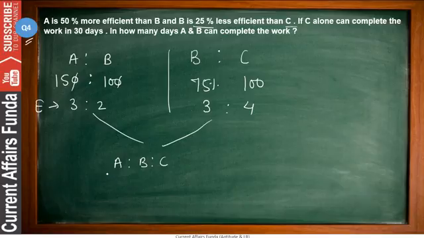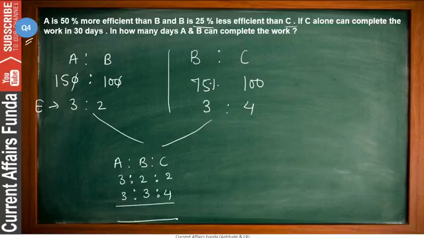Okay, so here I'm again telling you, the ratio of A to B is 3 to 2, and the ratio of B to C is 3 to 4. This place is the back end, so copy 2 from here, and this place is the back end, so copy 3 from here.